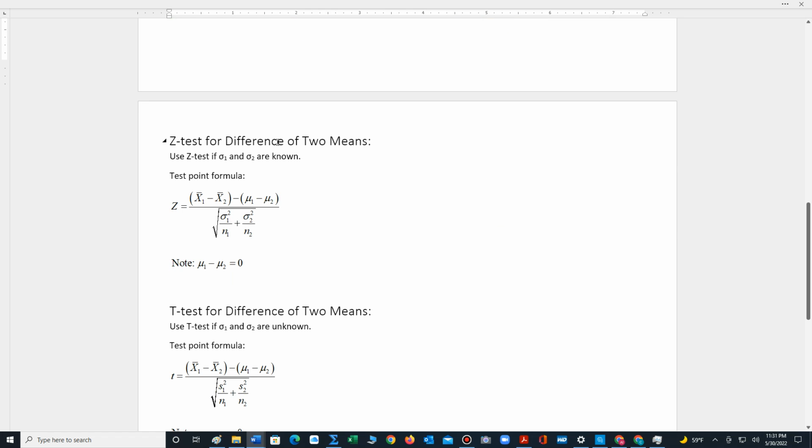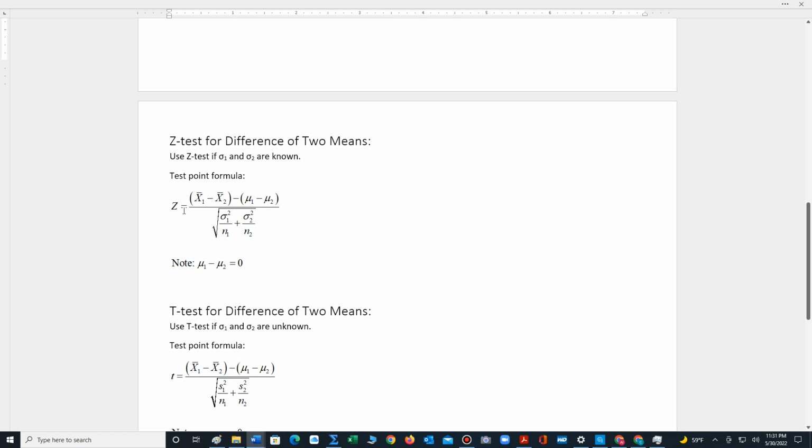So if we have a z-test, we always want to check the two population standard deviations, sigma 1 and sigma 2. If these values are known, then we can apply the z-test. And so it will have a normal shape distribution.